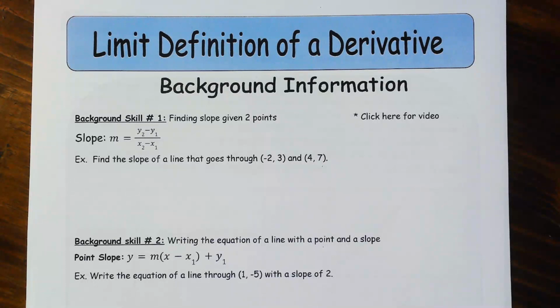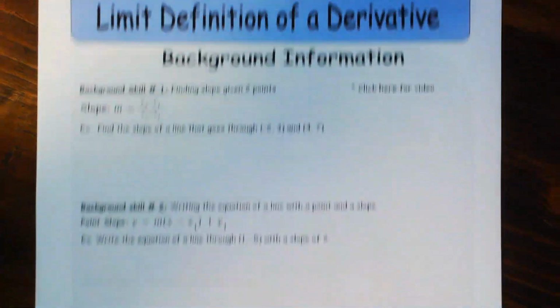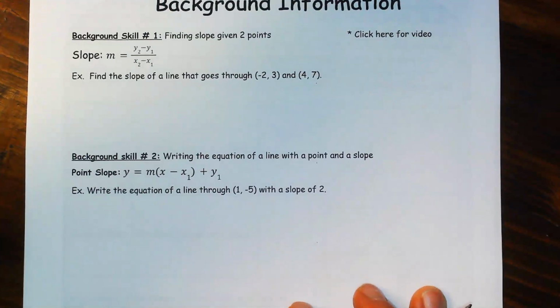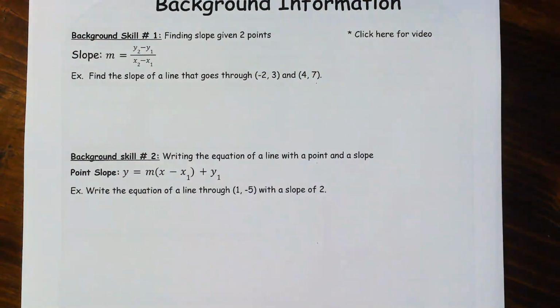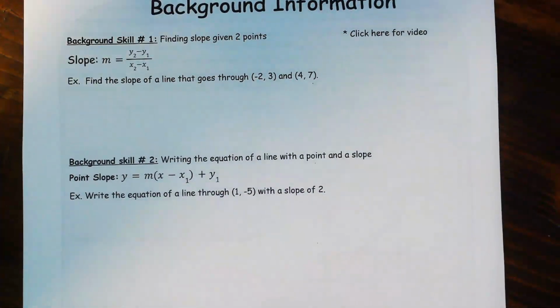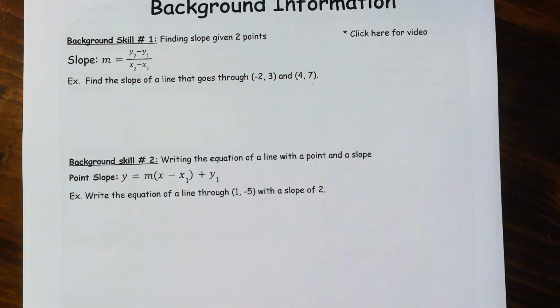But before we get to that, I have a couple background skills to talk about. They're really straightforward. Slope and then writing an equation with a point and a slope. So I'm just going to go through those really quick. And then once I finish up with those, we'll get into the actual lesson itself. So if you think you know how to do this, pause the video, try it out, and then you can check your work. If not, I'm just going to run through it really quick.